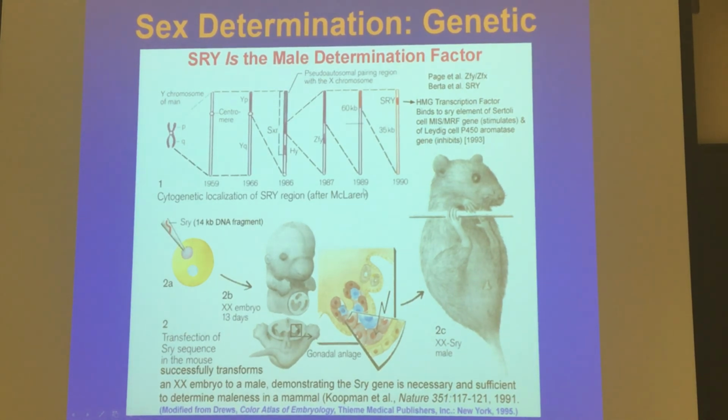And it wasn't until '89 that McLaren and others identified this little segment, which was a high mobility group transcription factor that bound to the SRY element of Sertoli cells and Leydig cells. And that is the SRY gene. And when they isolated it and injected it into XX embryos early on, put those into foster mothers and allowed development, they got development of males that were XX, okay, but SRY positive.